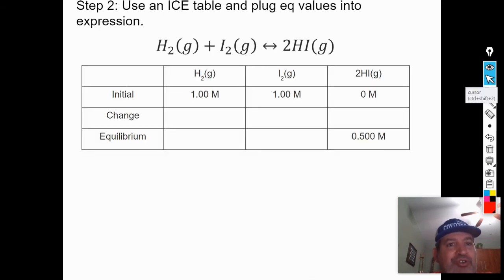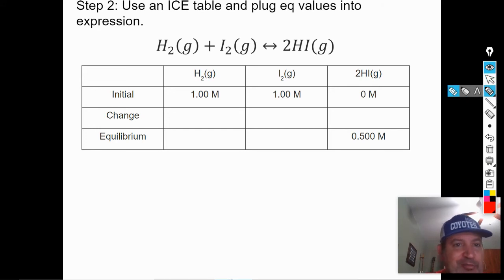Now it says use an ICE table. This is one of my favorite things in chem, because what we're basically doing is stoichiometry without the dimensional analysis. And this is the beauty of an ICE table. Some of you are going to look at this and go, well, why didn't you do this when we were doing stoichiometry? You can. There's uses for this. But let me show you how this thing works.